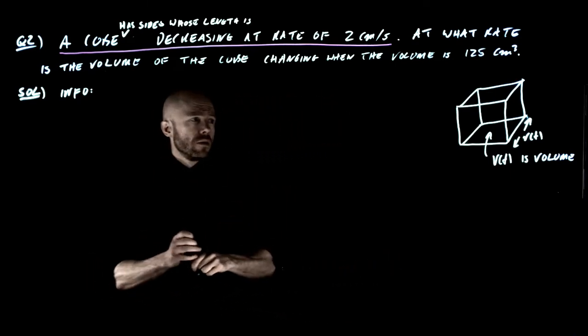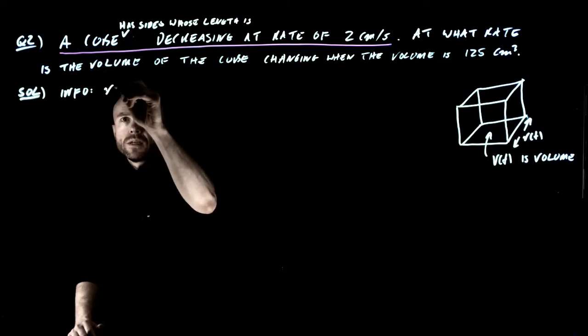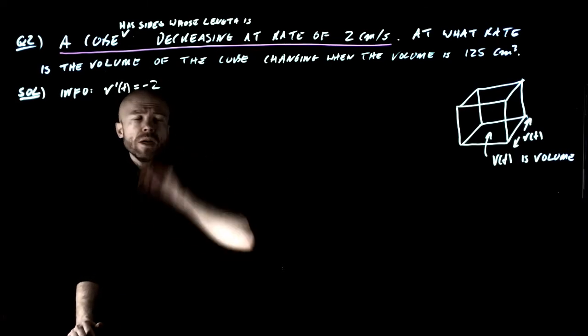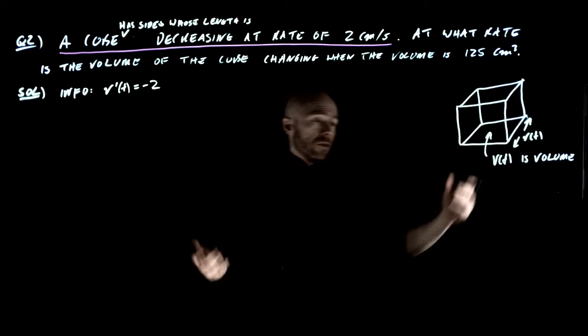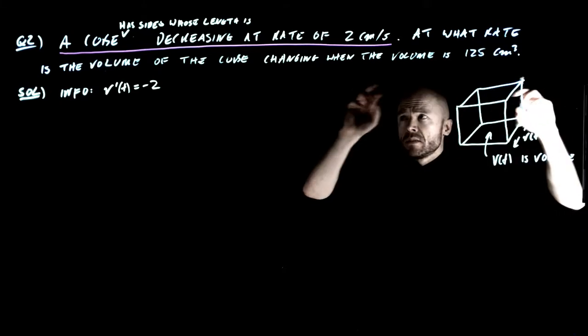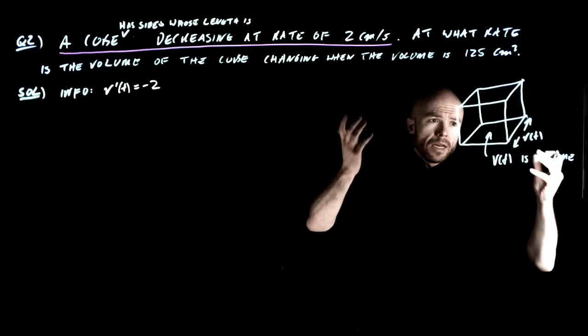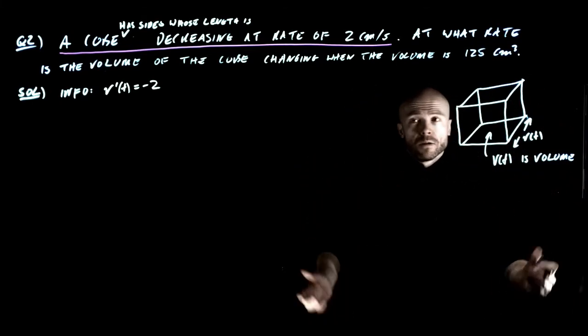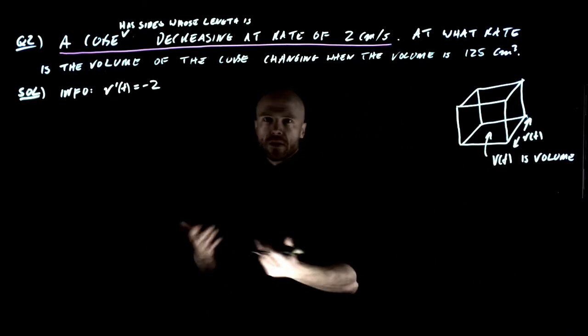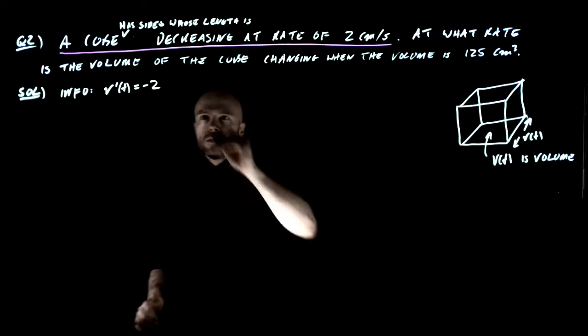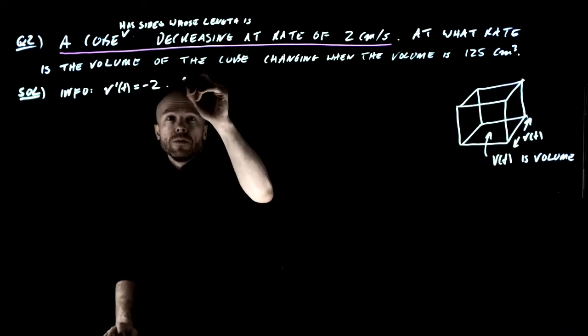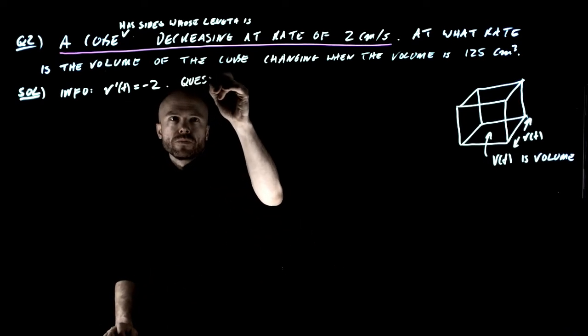So we express that r prime of t is equal to -2, right? Because that's what we know. The side lengths are decreasing at 2 centimeters per second. The side length is given by r of t. Expressed in the language of maths, it's simply this, right? Very concisely expressed by this. That's the information. Now I'm going to rephrase the question.